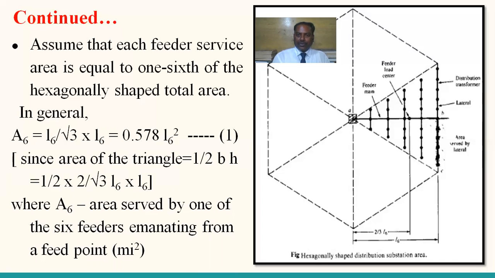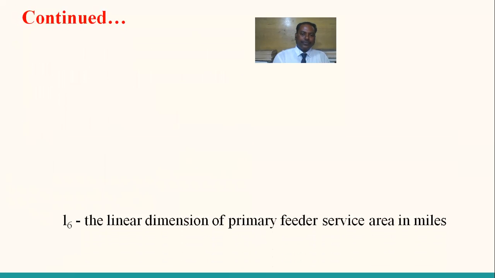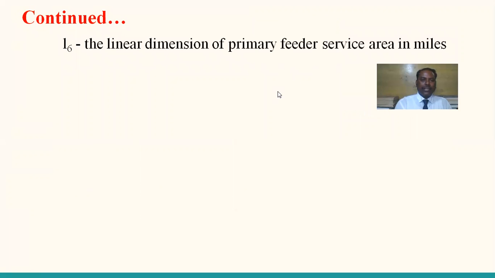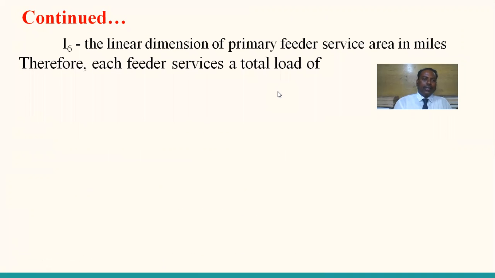So in terms of mile square. Yes. So next, what is the L6 here? L6 is the linear dimension of the primary feeder service area in miles. And similarly, for each feeder service area of a total load, S6 is equal to, as usual, load can be defined as the area into density in terms of kVA, it is apparent power. Yes.